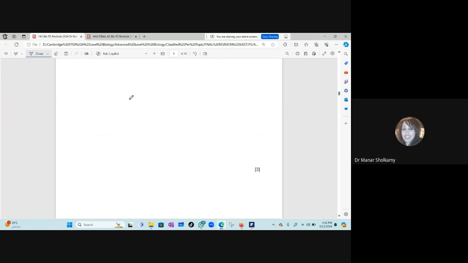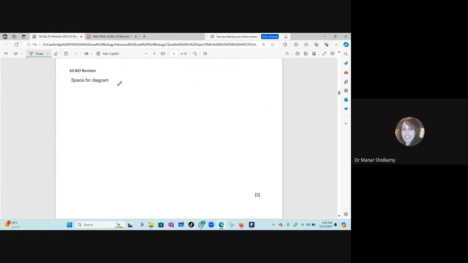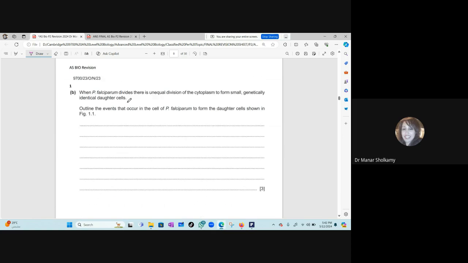Okay, and here there's a space for a diagram. So this question wants you to discuss the structure and they encourage you to draw a diagram. That's why I tell you, while you're studying anything, draw it. Draw an artery, draw a vein. Drawing helps you remember and they accept drawings. They encourage drawings in your answer.